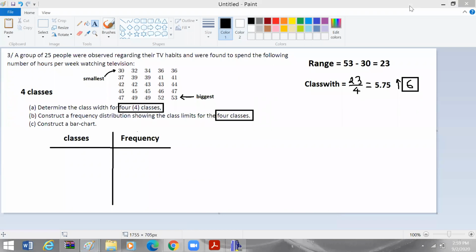Is the class width the same as the class size? No. The class size is the number of classes; we have 4 classes, we only have 4 of them. The class width will be the same range for each class. So the first class we call number 1, then number 2, number 3 and number 4. We start with the smallest number of each class. So what is the smallest number that we have? For the first class, it will be equal to 30, correct? We're going to use 30.